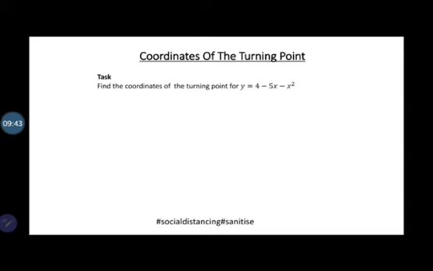Then I have a task for you. You try finding the turning point for this quadratic function and show that your answer will give us our turning point of 5 over 2 comma 41 over 4. Thank you.